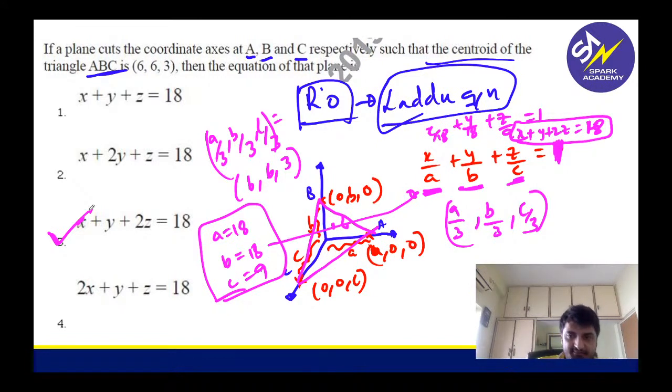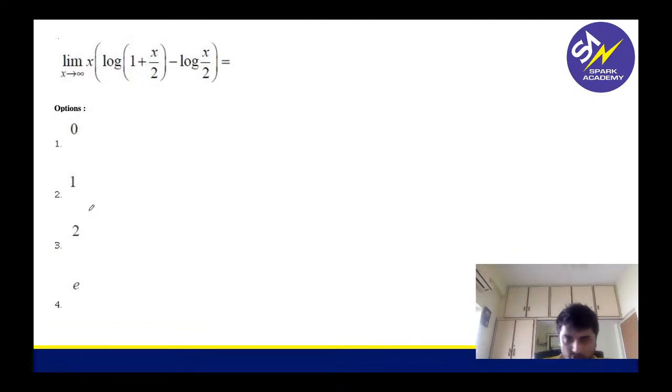Guru is asking when chemistry. Wait, do maths first. Chemistry, I will inform in the group whenever chemistry class will start.